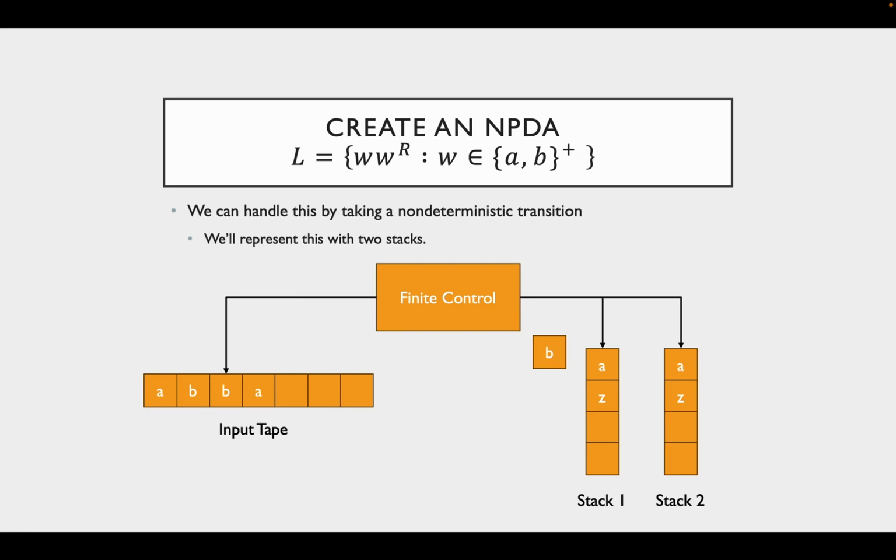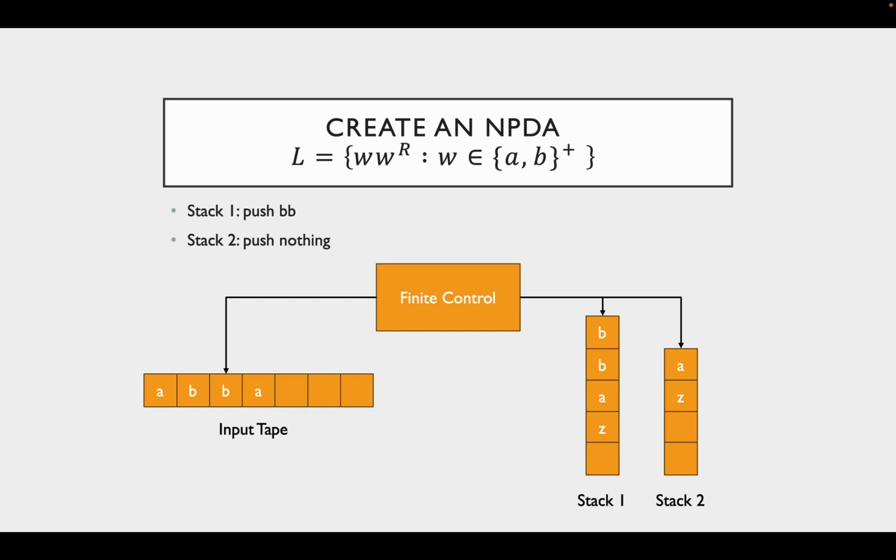We can handle this by taking a non-deterministic transition, that is transitioning to two different states. We'll represent this with two stacks. Stack 1 will assume that W is continuing, and stack 2 will assume that WR has started. For stack 1, if W is continuing, then we're going to push BB onto the stack. For stack 2, if WR has started, we're going to push nothing.